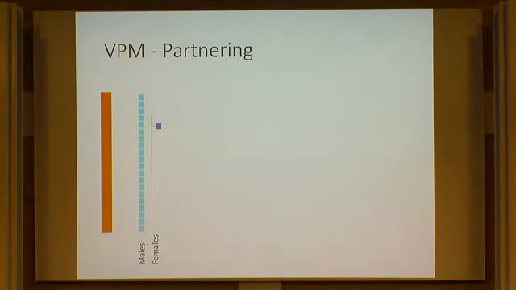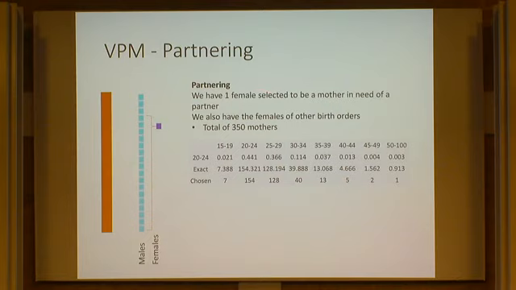So now to talk quickly about partnering. Here we're just considering the year of females that we've just been working with, and we have the one female who we've just found, but we've also got women from other birth orders who have had different numbers of children, which we'll take to be a number of 350. Obviously, women having children for the first time will always need to have partners found for them.